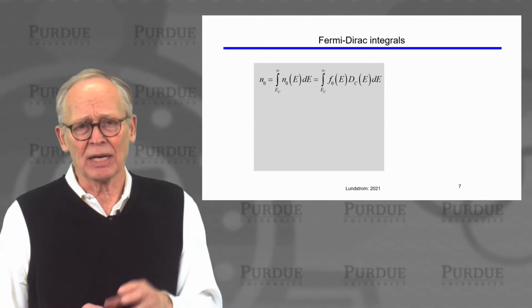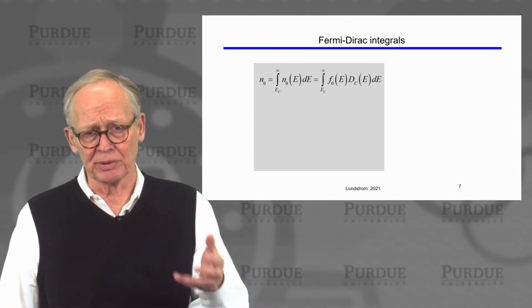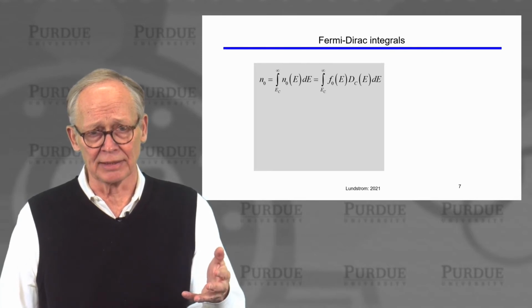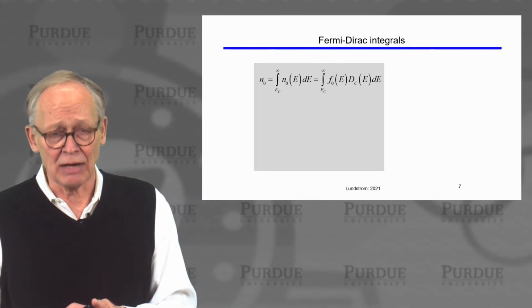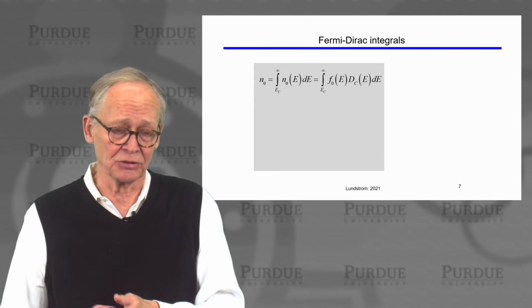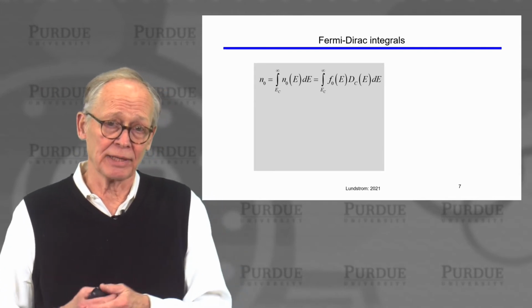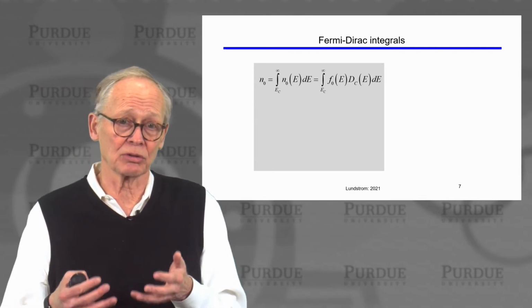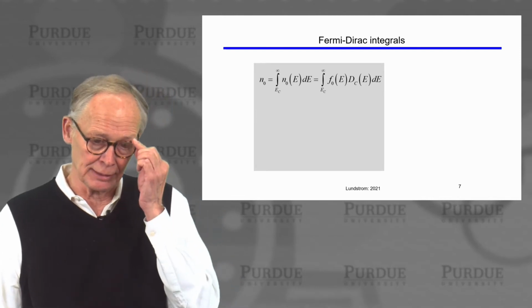Okay, now that we know how the electrons are distributed in energy within the conduction band, and the same thing for holes, how the holes are distributed in energy in the valence band, we can simply integrate over the conduction band and find the total number of electrons that are in the conduction band.